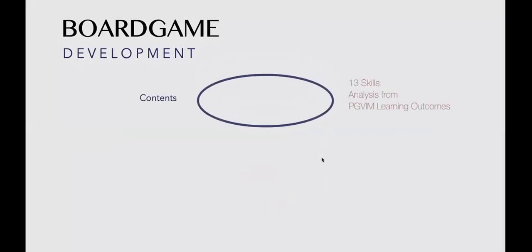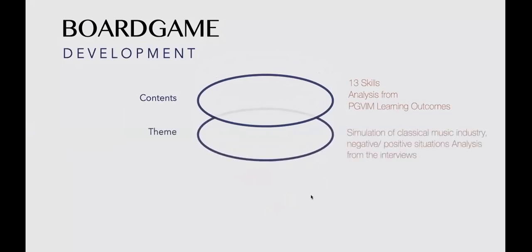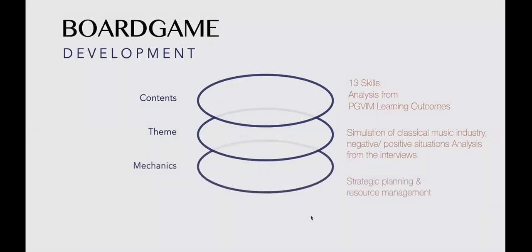Okay, so after I decided to do a board game, I had to go through four aspects. The first one is content. As I told you, I got 13 skills that I analyzed from the PGVIM learning outcomes. The second one is theme. I chose a simulation of the classical music industry, with negative and positive situations analyzed from the interview. Then mechanics: strategic planning, resource management, and the last one, play test.